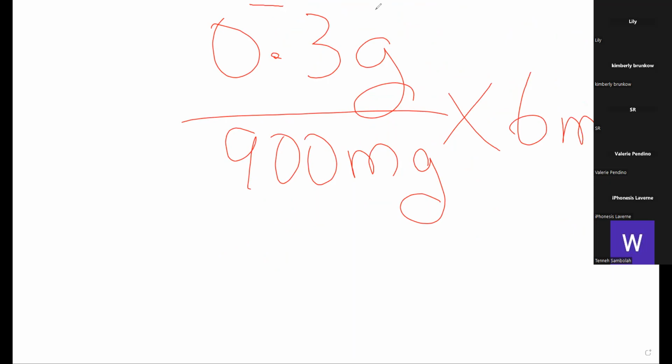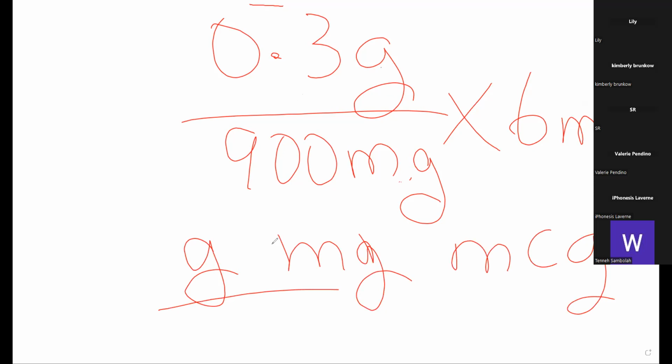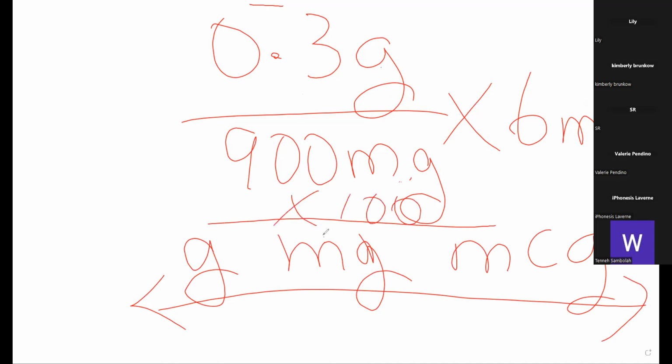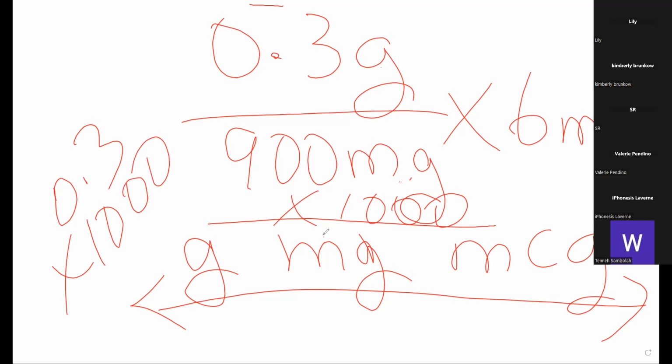The only difference here is you have grams on top and milligrams on the bottom. So you have to convert one of these. I don't like the decimal, so I'm going to convert that. If I'm converting this on the scale, grams, milligrams, micrograms, here's my scale. I have to go to the right to get to milligrams. So if I'm going to the right, I'm going to act like a rabbit and multiply. I say that so that you remember it. So 0.3 times 1,000 should give you 300 milligrams.